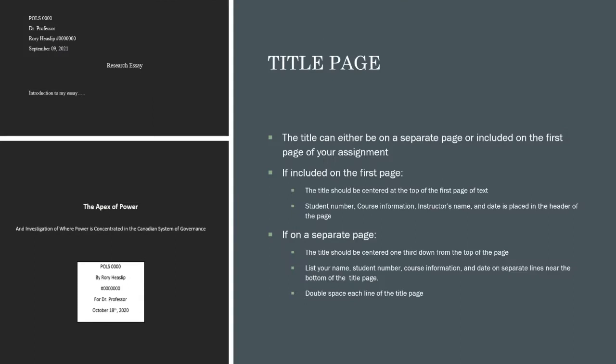Another part of Chicago is that you're often expected to have a title page, but which one is highly dependent on your professor's or your instructor's preferences. In this first example, we can see that the title page is on the first page of the assignment. In this scenario, the title should be centered at the top of the first page of the text, and here in the header, it should include your student number, course information, the instructor's name, and the date the assignment is due. In this second example, the title page has its own page. In this scenario, the title should be centered 1/3 down from the top of the page. It should have your name, student number, course information, and the date the assignment is due, and should be double-spaced on each line. Both are acceptable, but your professor will most likely want one in particular.